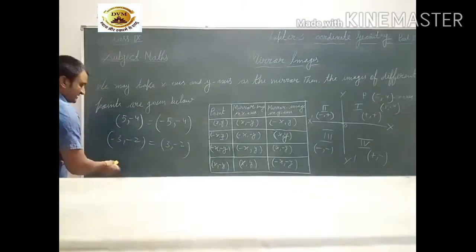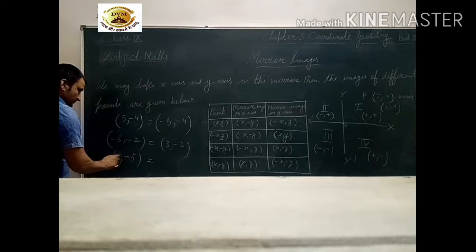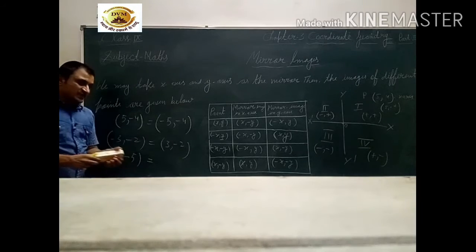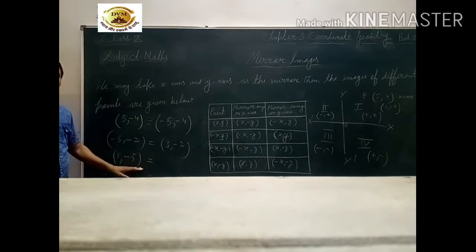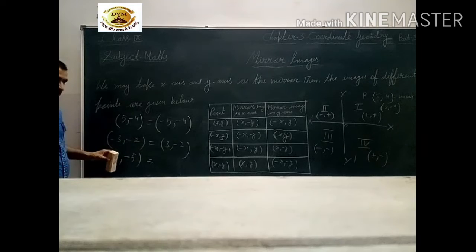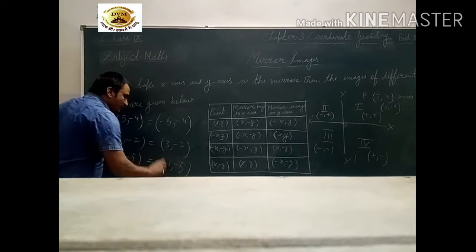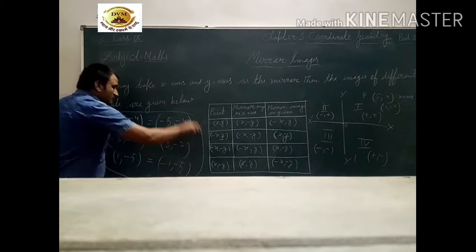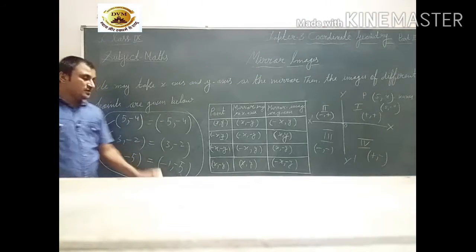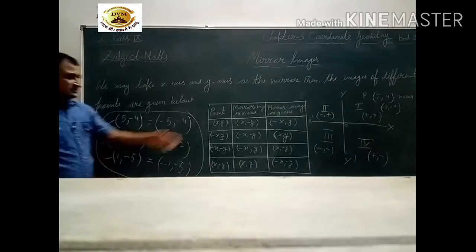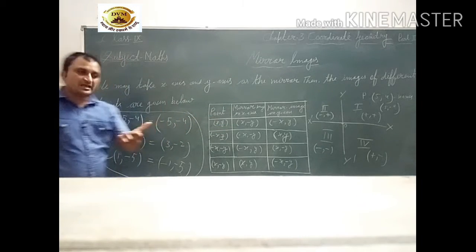Now another example, 1 comma minus 5. What is the mirror image of 1 comma minus 5 in y axis? We have to change the sign of the x coordinate. Now minus 1 comma minus 5. These are the mirror images of the points in y axis. I have told you just now, when we see the mirror image of any point in y axis, we change the sign of the x coordinate.